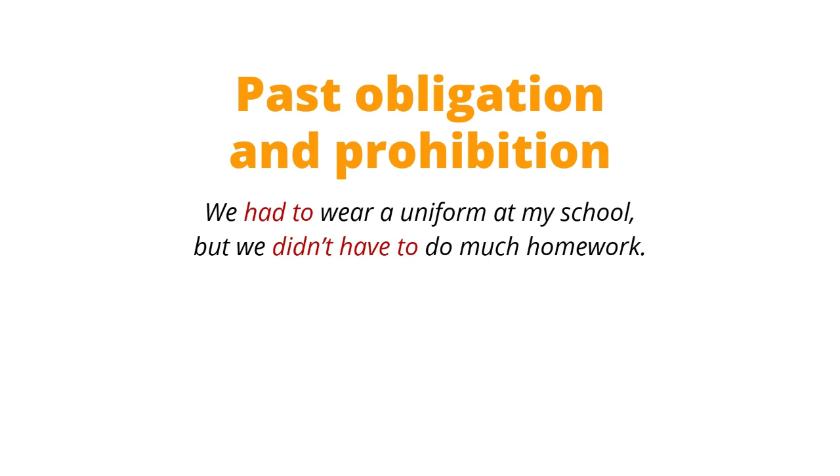We had to wear a uniform at my school, but we didn't have to do much homework. So, in the past, must does not transfer into the past. Must and mustn't are only used in present tenses. We can't transfer them into the past. So the difference between must and have to is irrelevant when talking about the past. We can only use had to, the past tense of have to.